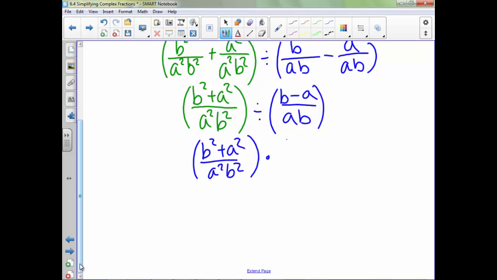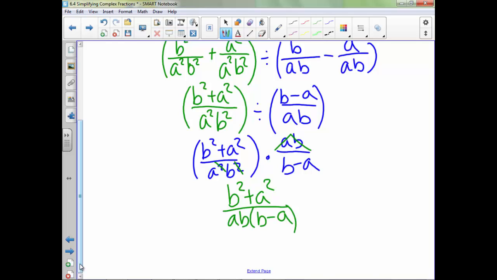And now let's see, can we factor anything? We can't factor our numerator on the left, but we can divide out this a with this a squared, and there's left with a, and the b with the b squared. So our numerator is just b squared plus a squared over ab times b minus a. Notice because that numerator is addition, it will not factor.